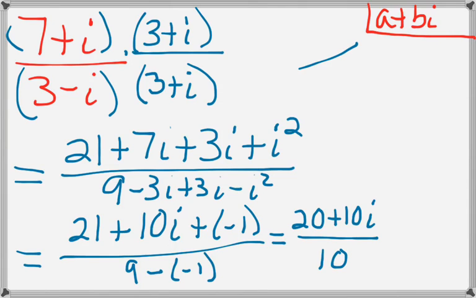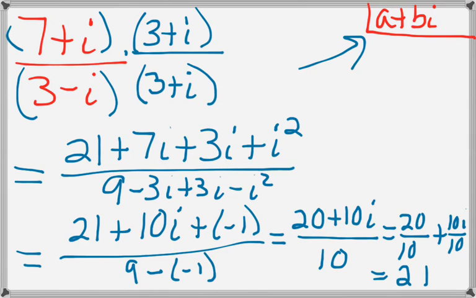Now remember, our goal is to write it in standard form. Standard form is not a big fraction like what we have. Standard form is a plus bi. So we need to fix this so it's not a big fraction. So this would be the same as 20 over 10 plus 10i over 10. And then in this case, we can simplify each of those fractions. So 20 over 10 is 2, and 10 over 10 is 1. So we just get 2 plus i. So now our answer is in standard form.